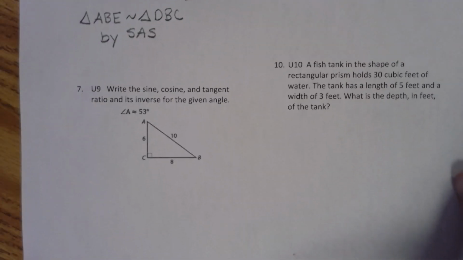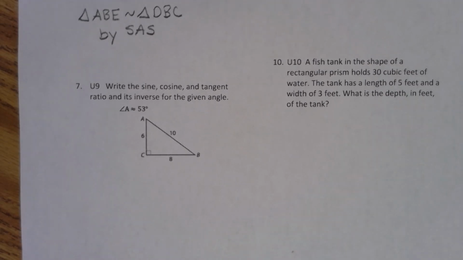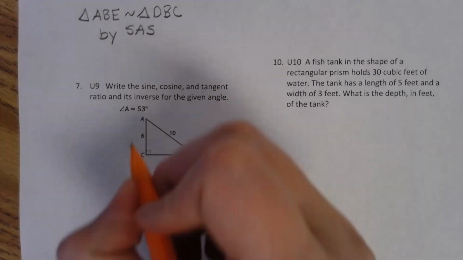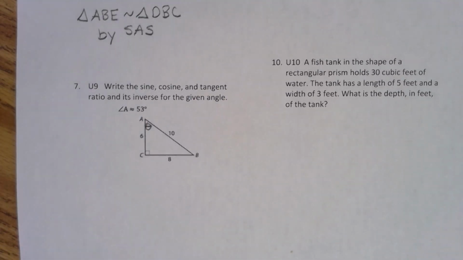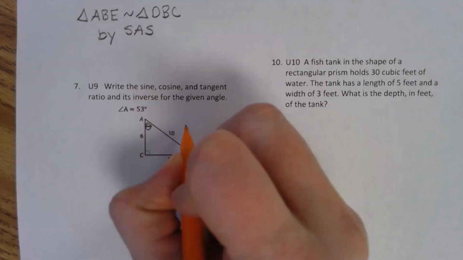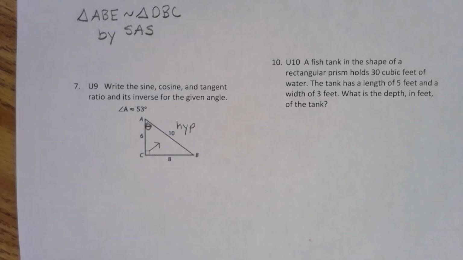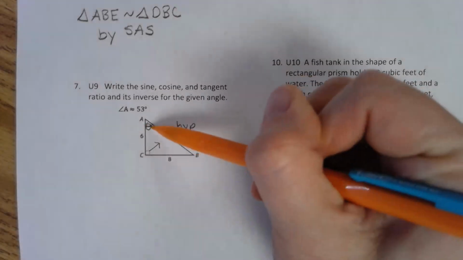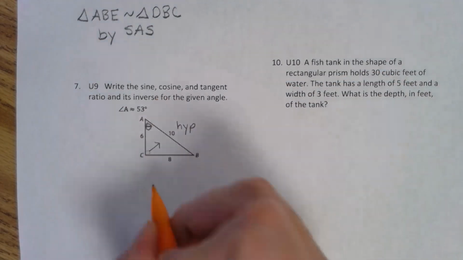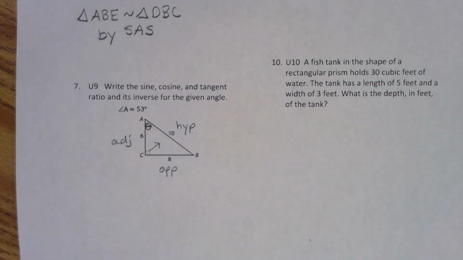Question number 7. We're going to write the sine, cosine, and tangent ratios and their inverses for the given angles. So our angle A is going to be our theta angle. Let's go ahead and label our triangle, and then we'll set up each of our ratios. The hypotenuse is usually the easiest to label first, because you know that it is across from the 90-degree angle. Then from the theta angle, the opposite side, and then finally we have the adjacent. Opposite, adjacent, and hypotenuse.